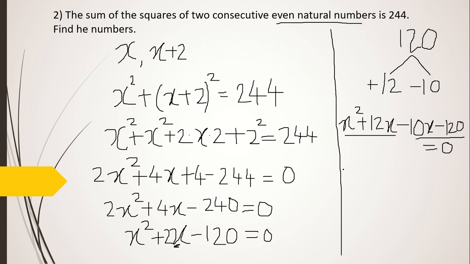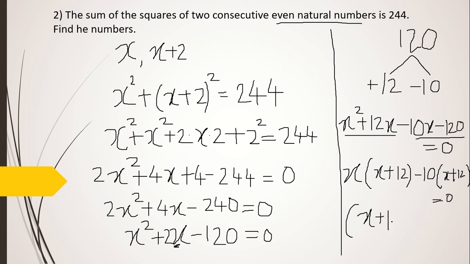From these two, what I can take common is x. So that's x in the bracket, x plus 12. And here what I am taking common is minus 10. So what remains inside is x plus 12 again. Okay, equals to 0. So x plus 12, x minus 10 are my factors.